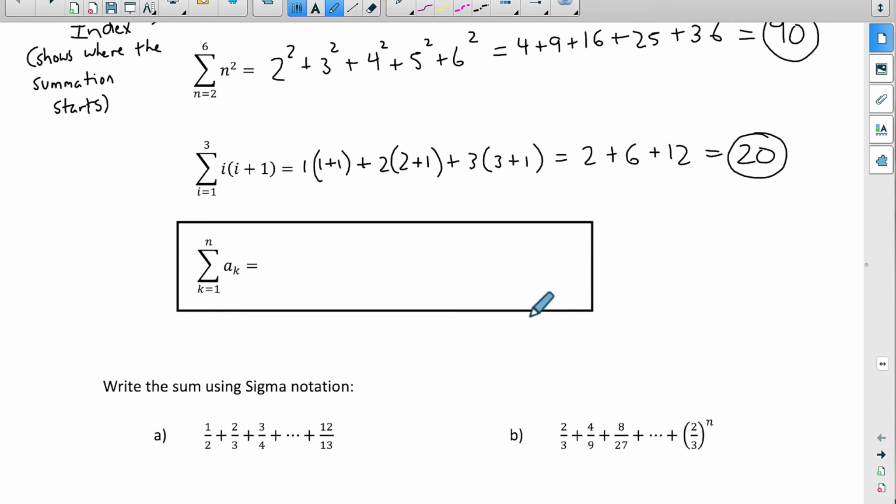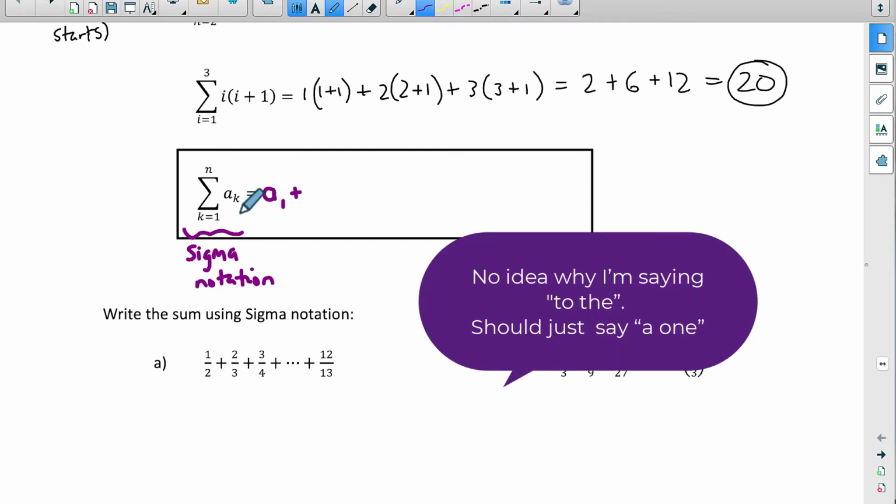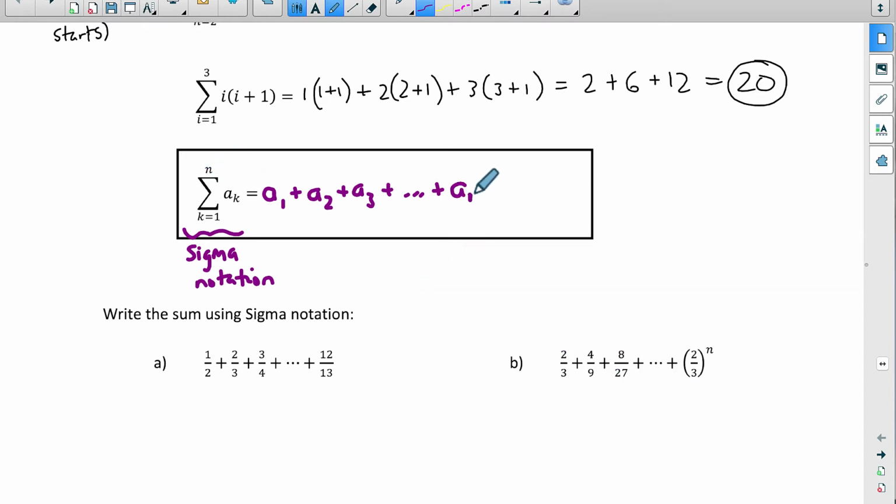Alright, so if we were going to summarize, how does this look in mathematical terms? So this right here is kind of a general form of sigma notation. You would start at 1 here, so it'd be a to the 1. Then you would add a to the 2, second term, a to the 3. And how long would you keep doing that? You would keep doing that until you got a to the n, and you'd be done. And this, what we've just done here, this is called expanded notation.